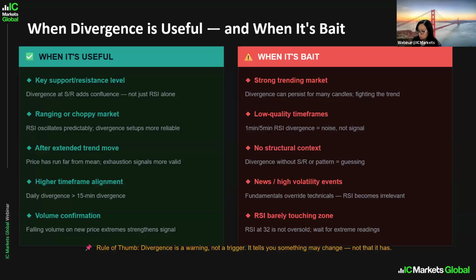RSI divergence setups are more reliable after an extended trend move. When price has run far from the mean, an exhaustion signal may be more valid. Higher time frame alignment.